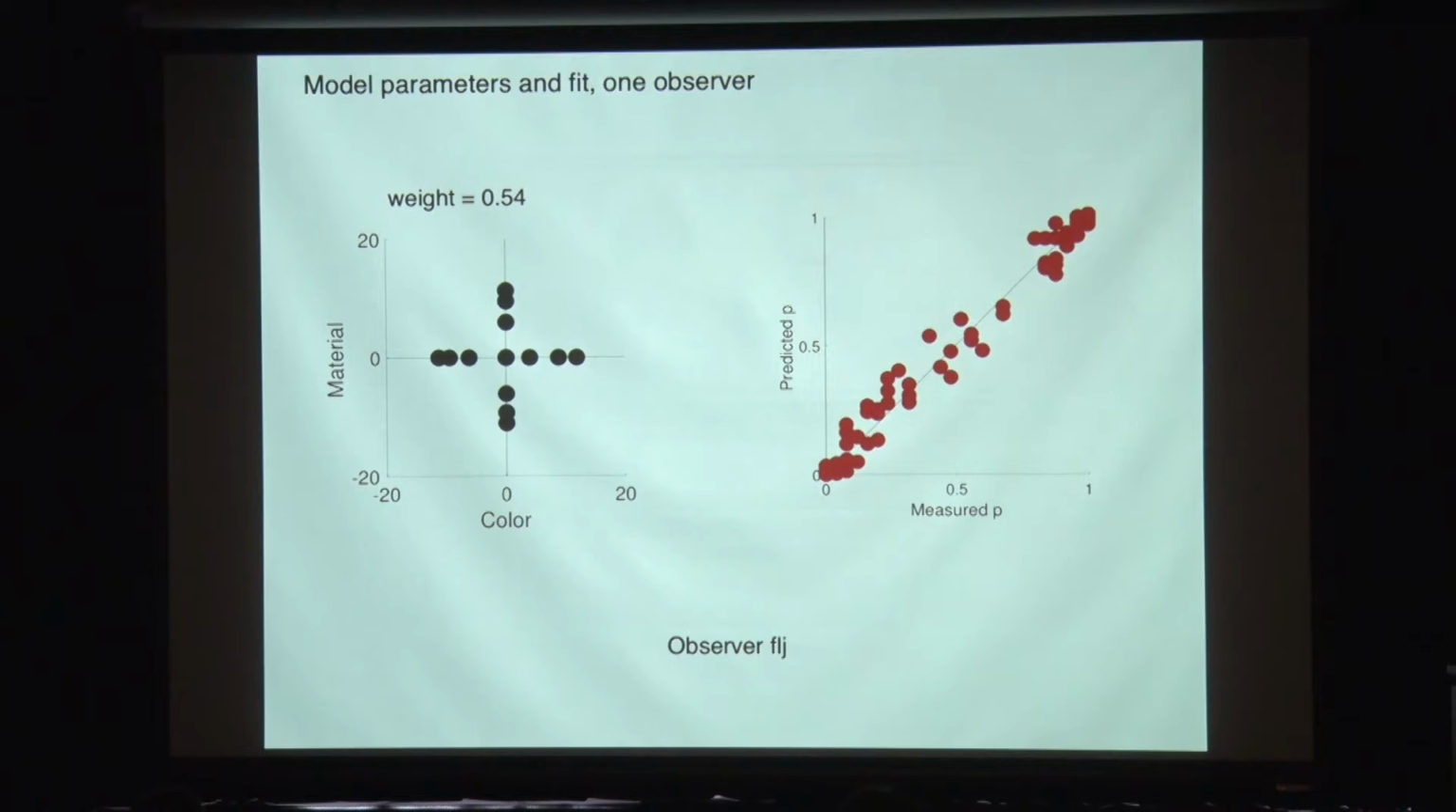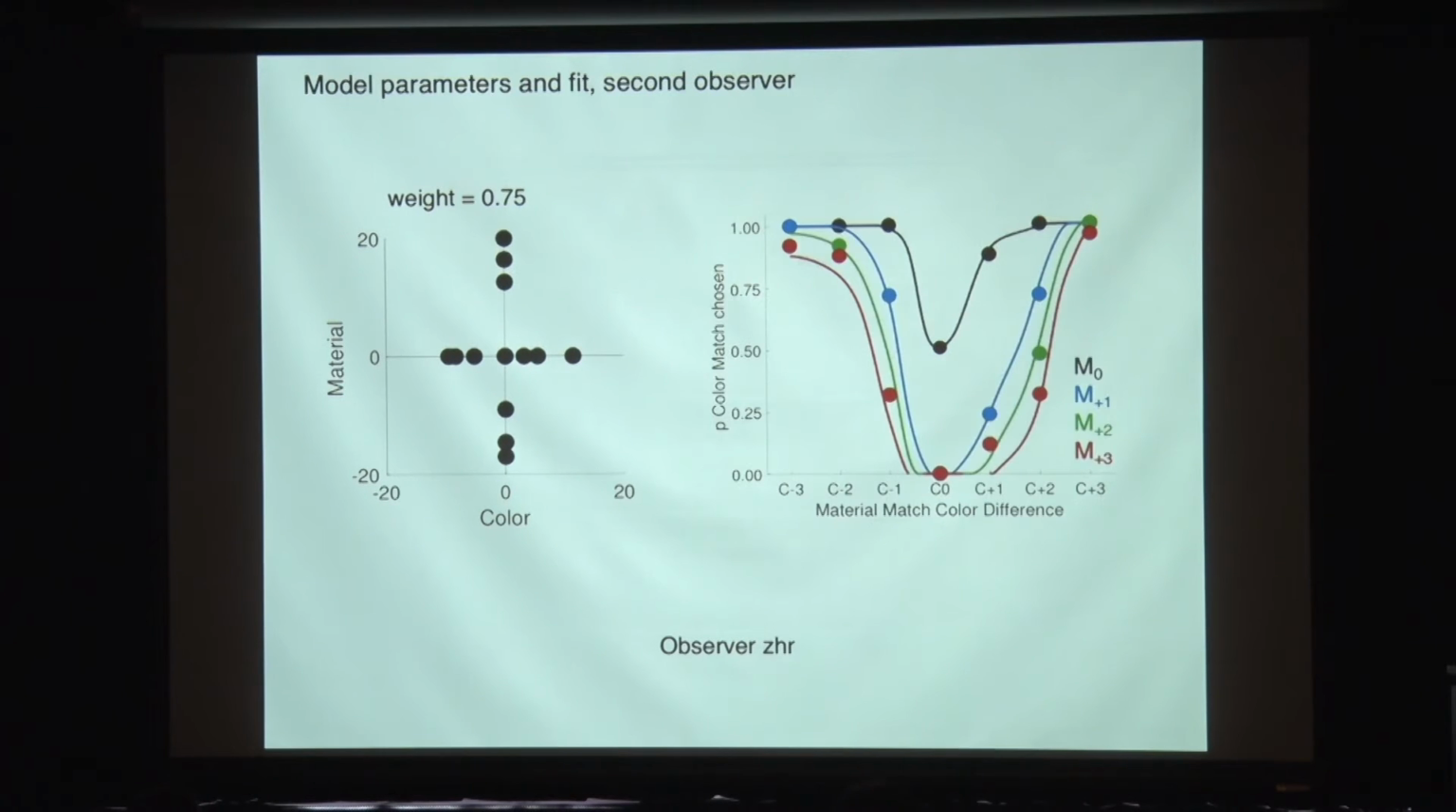So then we can do this with other subjects and ask what happens. Here's another subject, and we see a couple things. First of all, now for this subject, the same set of stimuli are spaced more broadly along the material axis than the color axis. So the perceptual representation of this subject differs. But in addition, these are independent and identifiable or more or less identifiable parameters of the model.